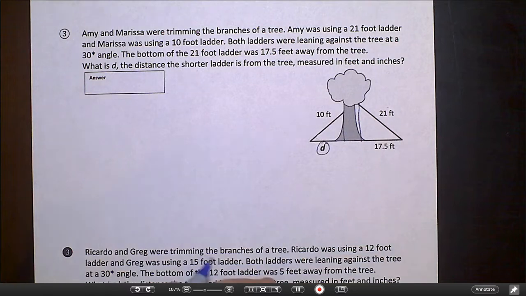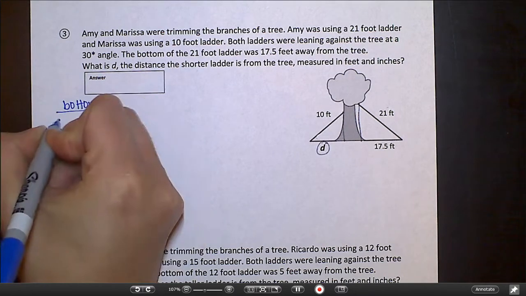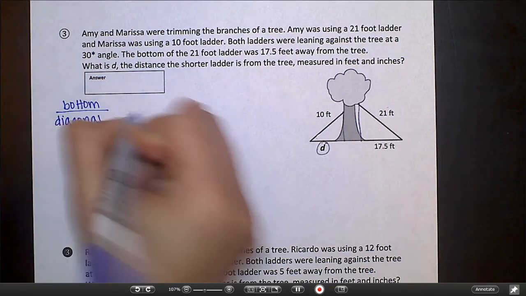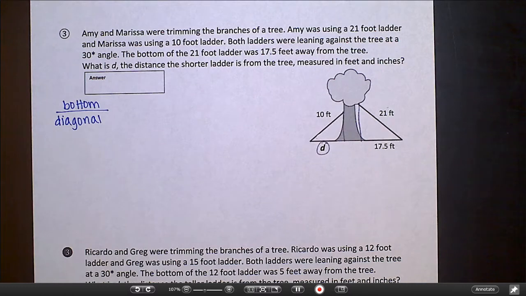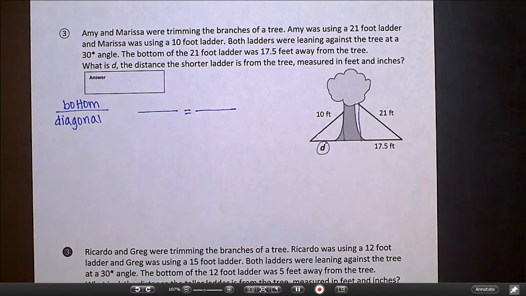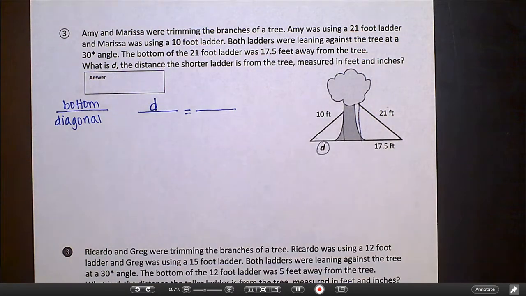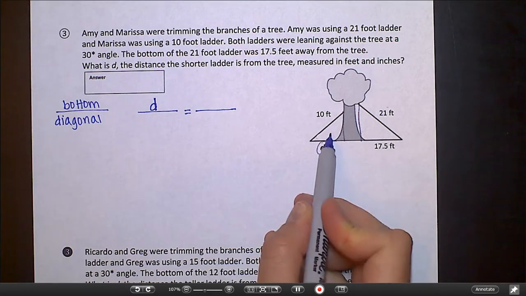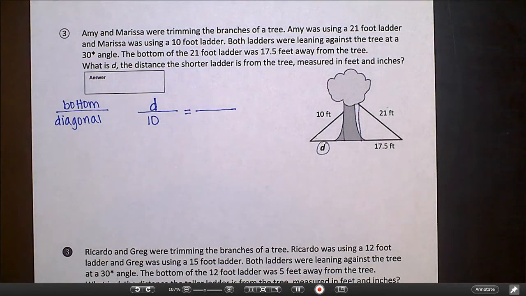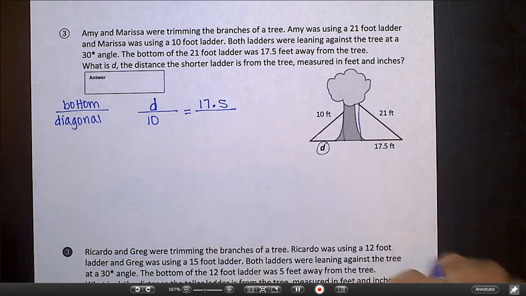This time I'm going to name it a little bit differently. I'm going to name it bottom over diagonal. So we need to start by just setting up our proportion, line equals line. And I need to be consistent. So bottom is D. And if you would like to replace this with X, you can, since you're more familiar with seeing an X, that's perfectly fine. Now the diagonal of this side of the tree is 10 feet. So I'm going to put 10. Over here, I need bottom over diagonal also. So bottom is 17.5, and diagonal is 21 feet.